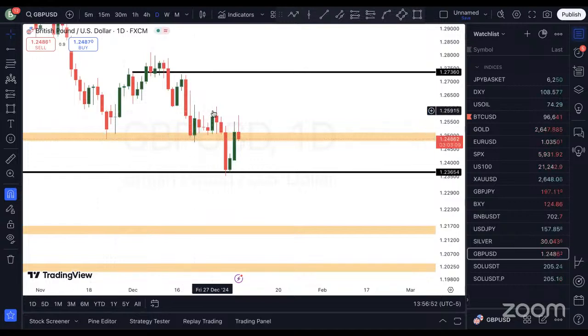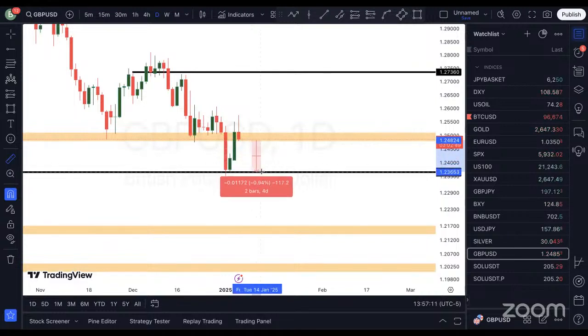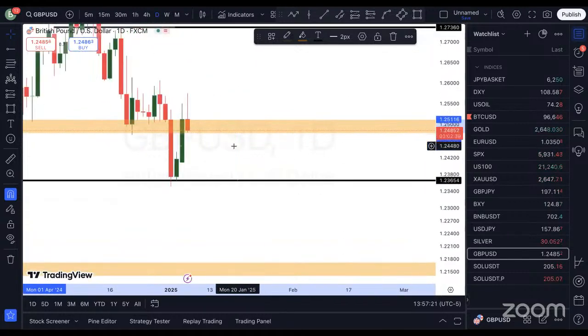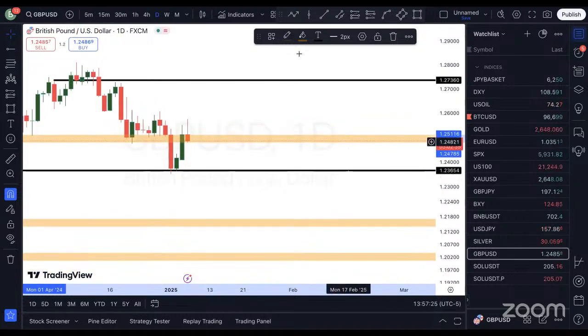a break of this support, a pullback to the support. If we see a sign here, a break to the downside here on the daily, a pullback to that downside, a continuation to the downside, that would be our entry to sell. For how long? From here, if we find an entry, down to this place, 117 pips.